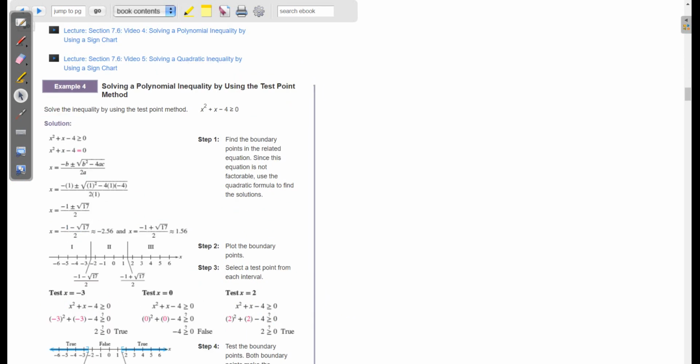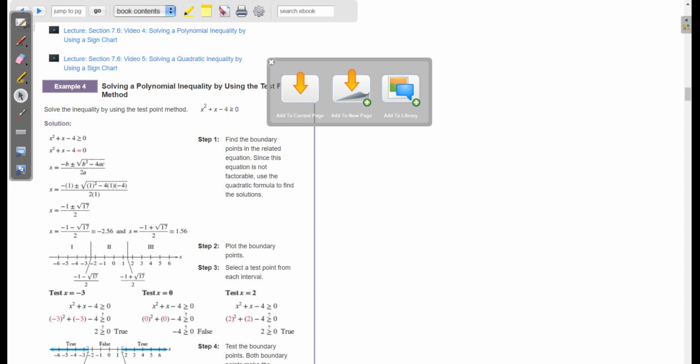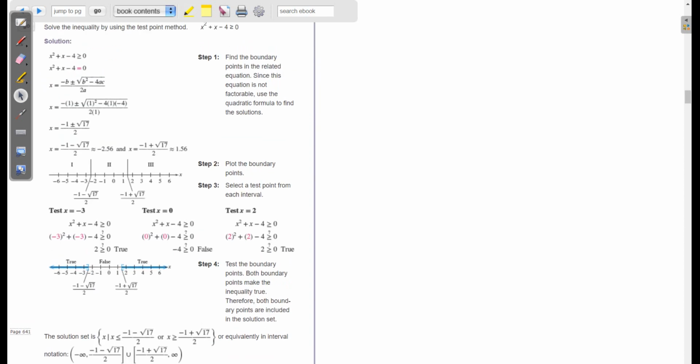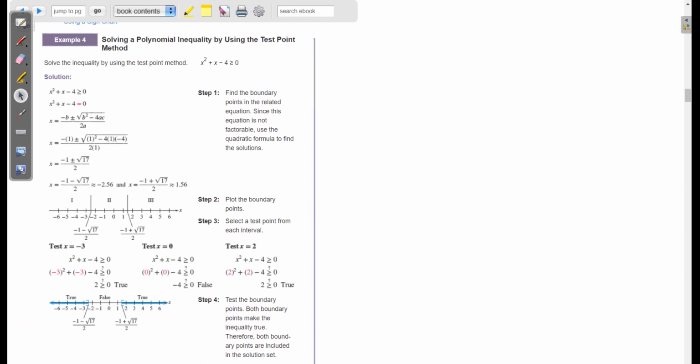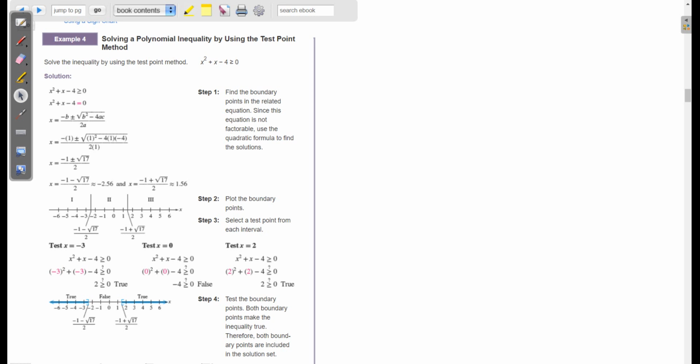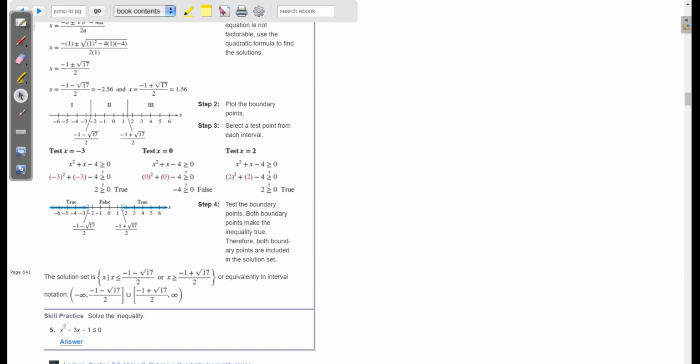All right, so this one is going to be some calculator work because we're trying to get the x values. We have to use the quadratic formula. And instead of doing the quadratic formula behind the scenes, we're just going to go ahead and snip all this. I forgot where I snipped it, at the bottom of step 3.